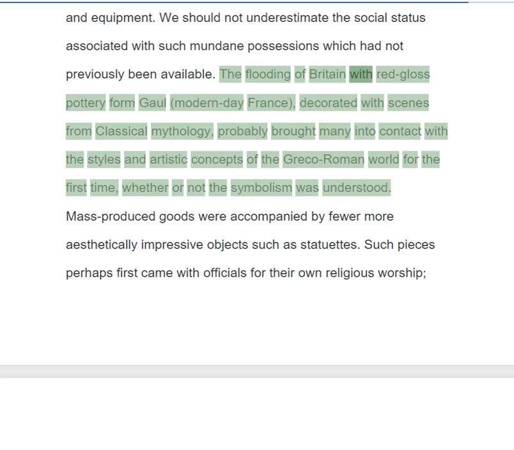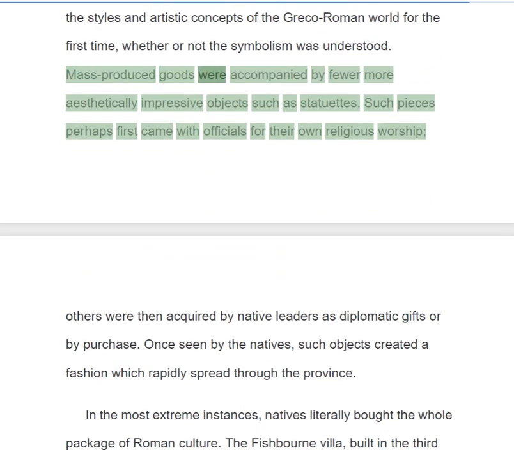The flooding of Britain with red gloss pottery from Gaul, decorated with scenes from classical mythology, probably brought many into contact with the styles and artistic concepts of the Greco-Roman world for the first time, whether or not the symbolism was understood. Mass-produced goods were accompanied by fewer more aesthetically impressive objects such as statuettes.